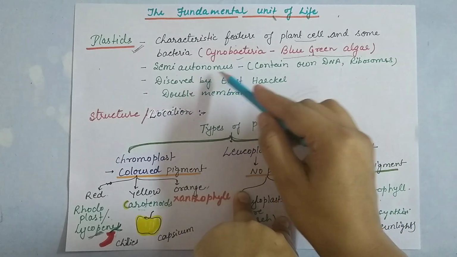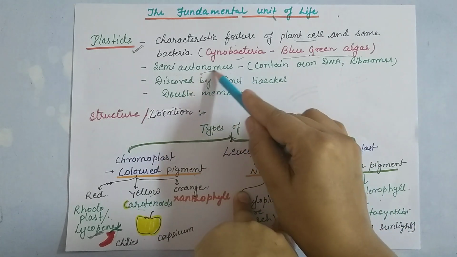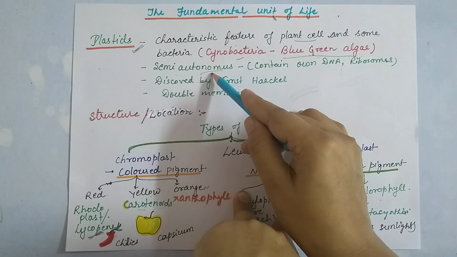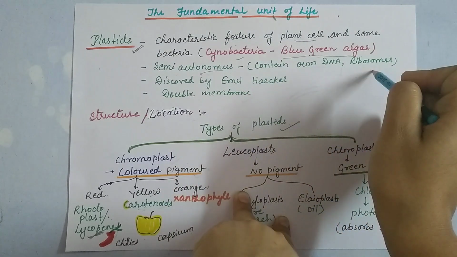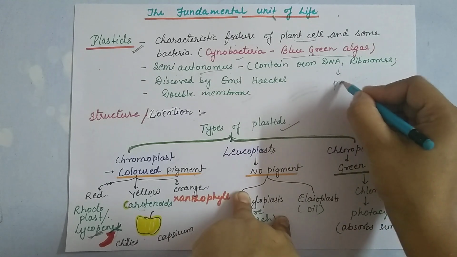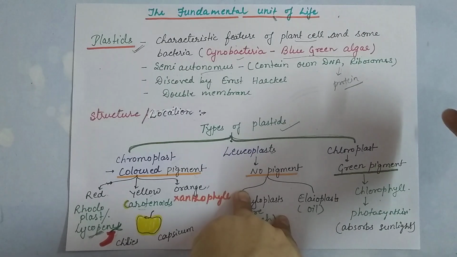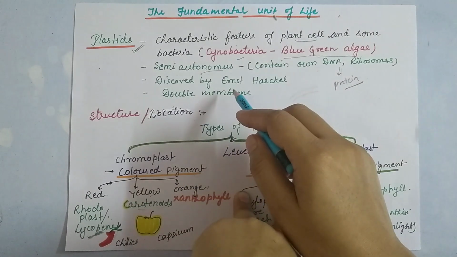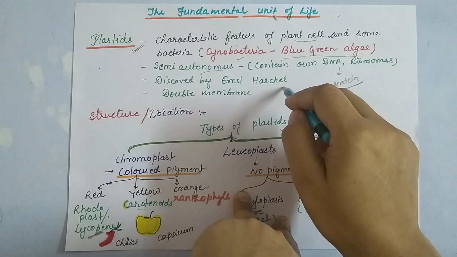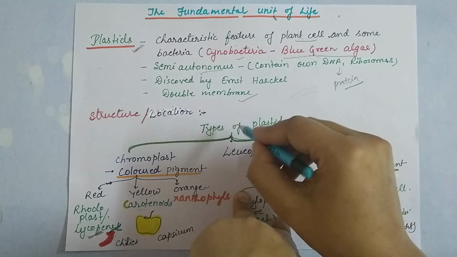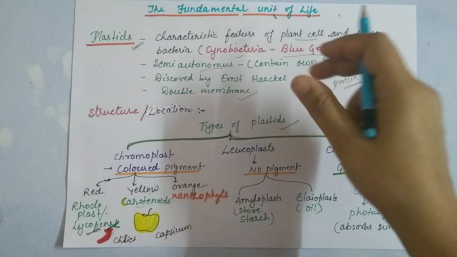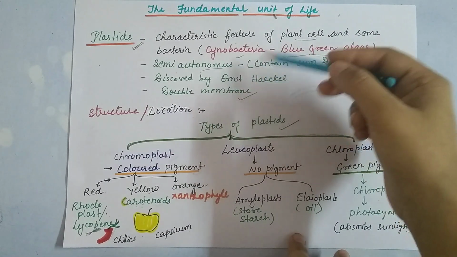Plastids are also semi-autonomous. We already understood this term, semi-autonomous. Like mitochondria, they are also semi-autonomous because they contain their own DNA and ribosomes, and from it they can synthesize their own protein. Plastid was discovered by Ernst Haeckel, and they are also double membrane structures like mitochondria. So we understood the basic structure of plastid.